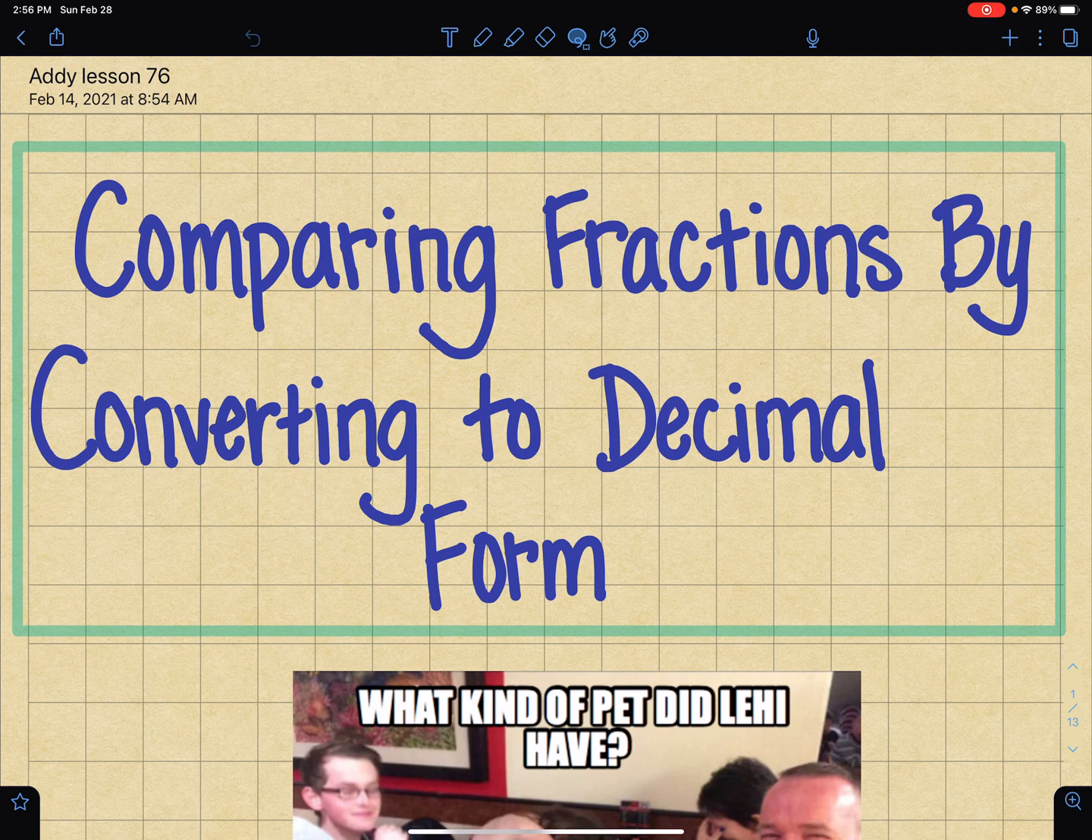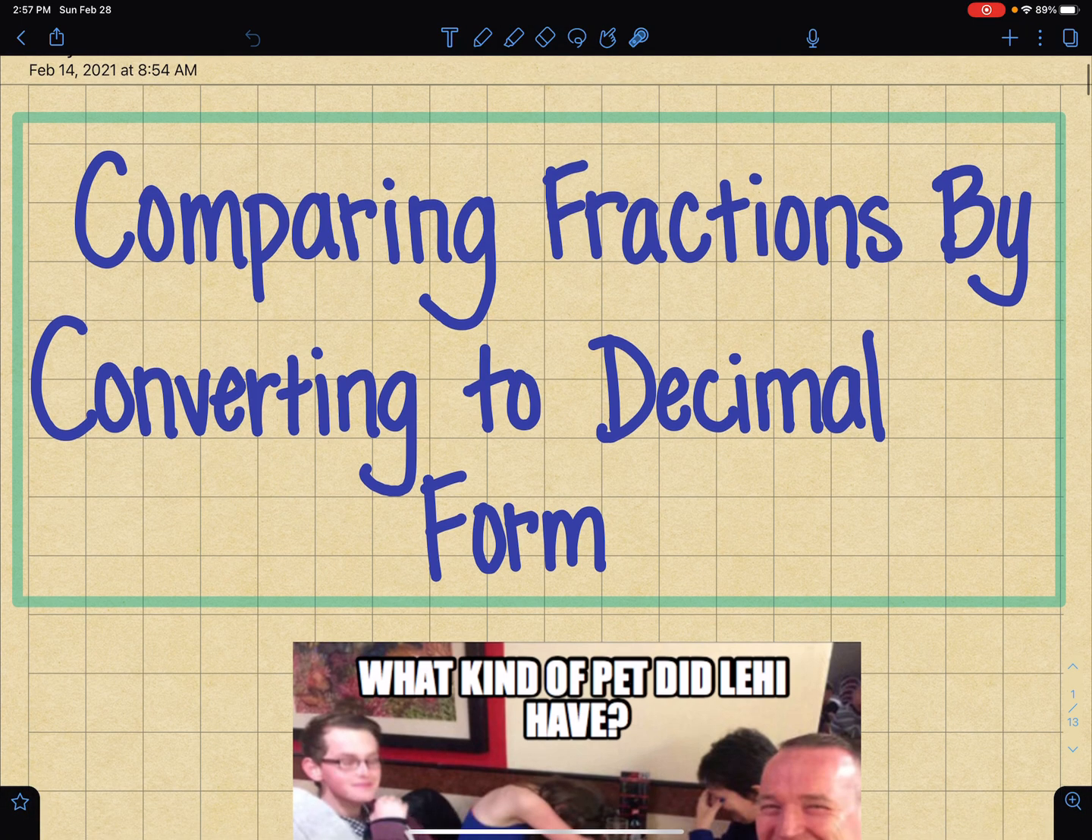This lesson is going to be really fun because we're going to learn how to compare fractions by converting to decimal form. So that makes it a lot easier when we are comparing fractions. Okay, so here we go.